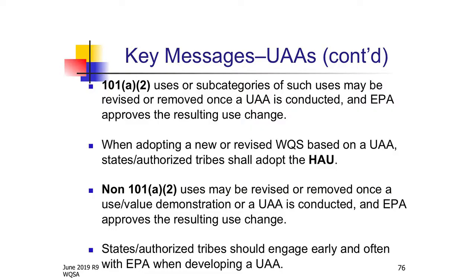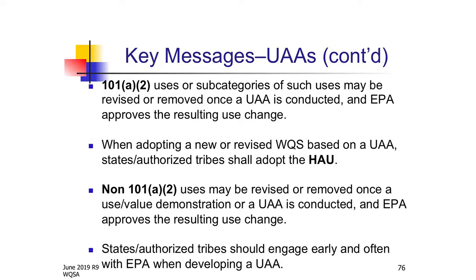To revise or remove a designated use, if it's a 101(a)(2) use, submit the use change to EPA for action along with the UAA as supporting documentation. The UAA has to point to at least one of the 6 131.10(g) factors, and a new use must be the highest attainable use. Designated uses that are existing uses cannot be removed.